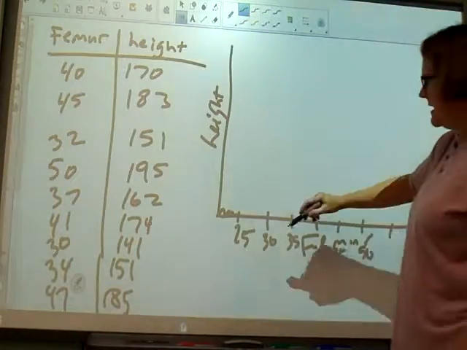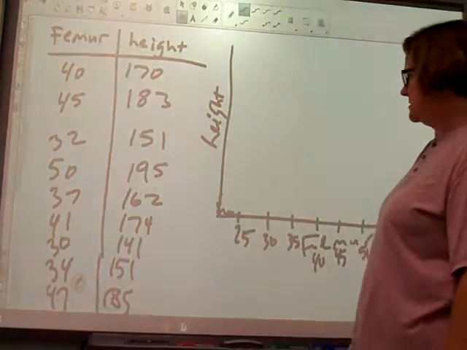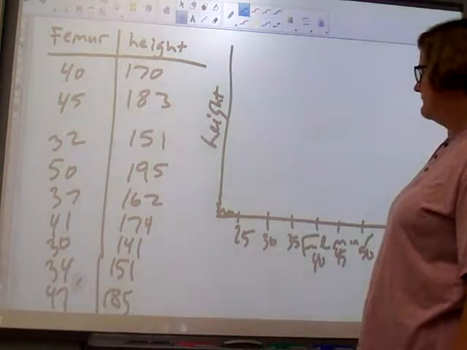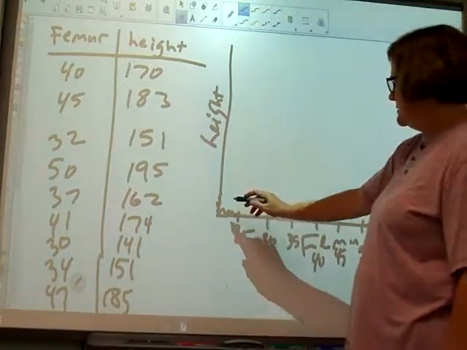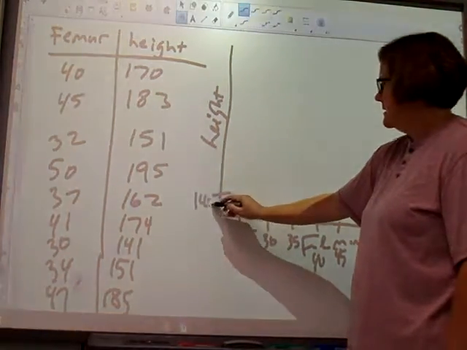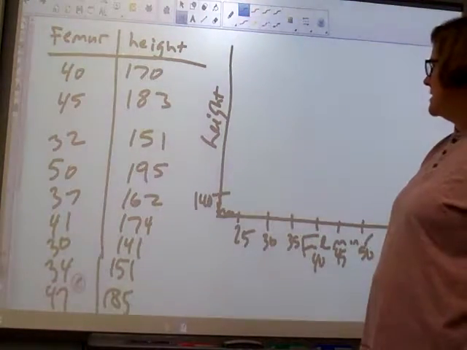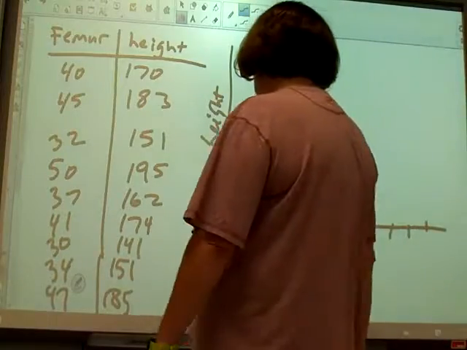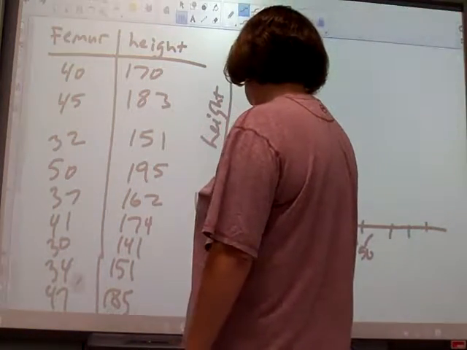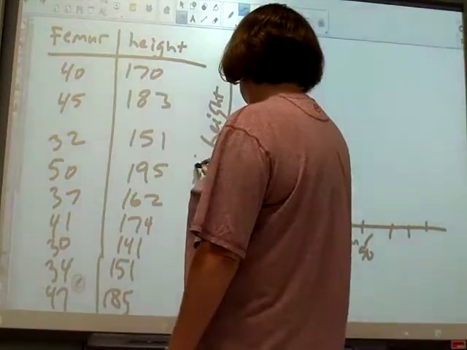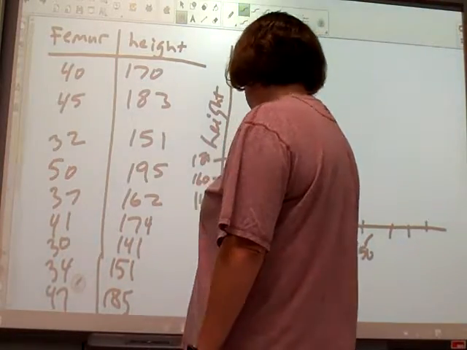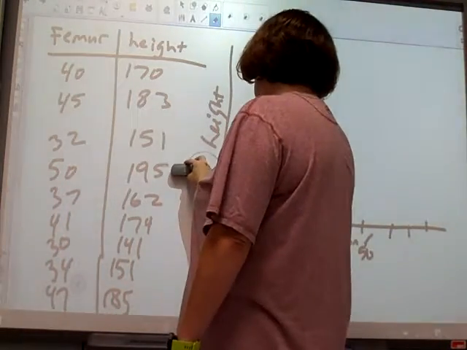All right, my shortest person is 141, so I'm going to start at 140, and I've got to get to 195. So do 20s. I want to spread that a little bit more. Oh, yeah. So let's do 10s.